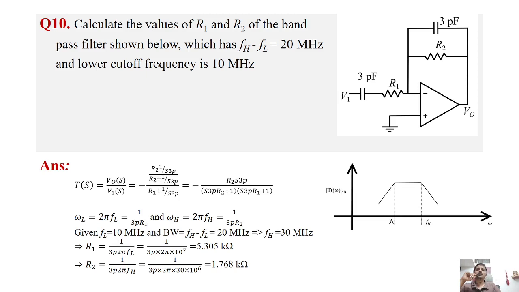The tenth question is what we discussed just before: a band pass filter circuit is given, the bandwidth of the band pass filter is also given, and the lower cutoff frequency is given. We need to find R1 and R2. For that we find the transfer function and substitute the values, and we determine which components result in the lower and higher cutoff frequency, and we substitute. That's it. Ten questions.